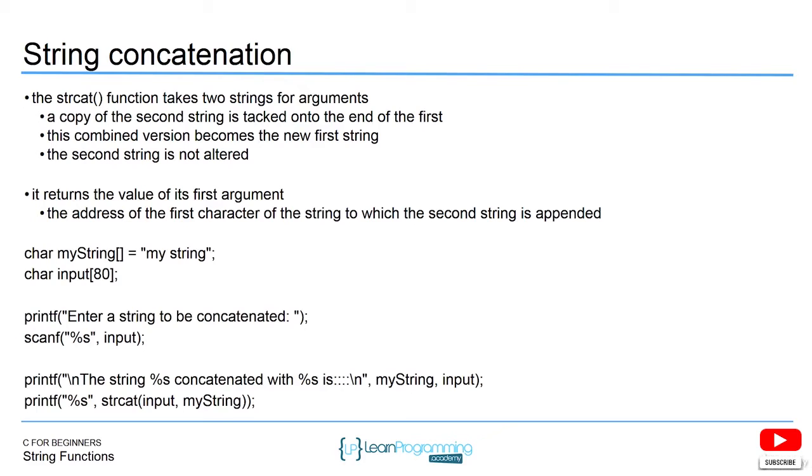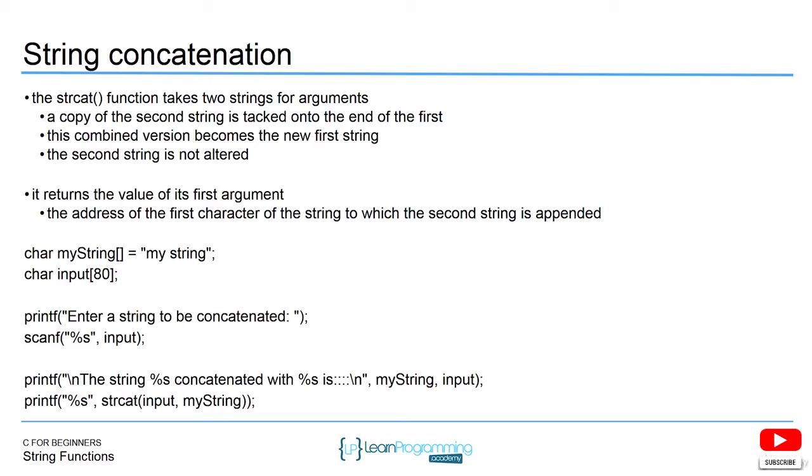So here's an example. We create a character string of my string, and it just contains my string with a null terminator. We create a character string of input, which is 80, it's empty. We say enter a string to be concatenated. We read it in, and then we concatenate it. We print out the original string followed by the concatenated string, and then the input. So after this, whatever you entered would be put at the end of my string. So if you entered Jason, it would be my string Jason. That's what my string would be equal to, because you do a strcat on it.